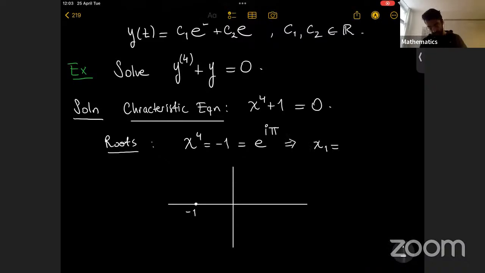Lambda 1 is e to the I pi over 4, but we have 4 roots. It's a degree 4 equation, a polynomial of degree 4. So we have 4 roots. One of them is the trivial one, e to the I pi over 4. E to the I pi over 4 is basically this complex number here. So what is this complex number? Basically, here the angle is pi over 4. Okay, so it's lambda 1.